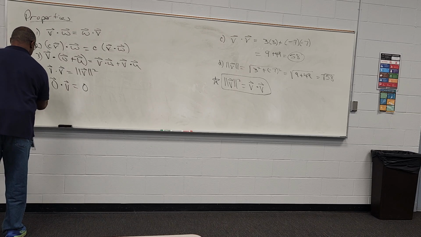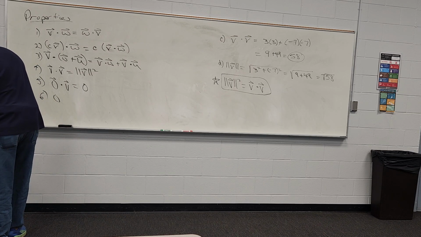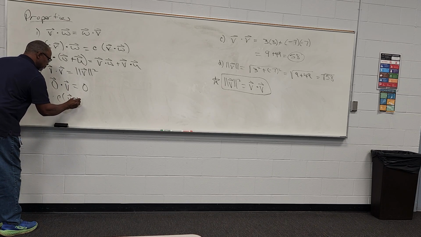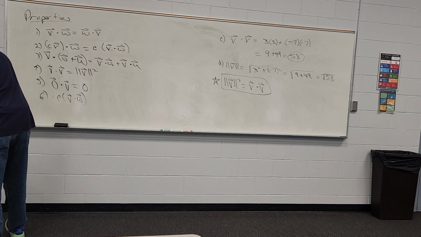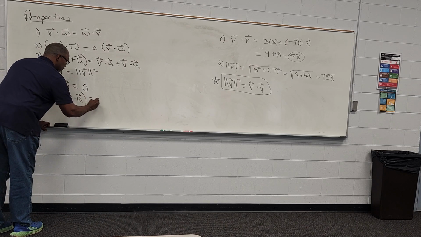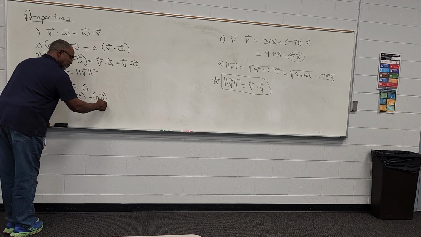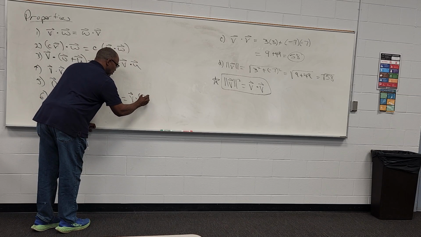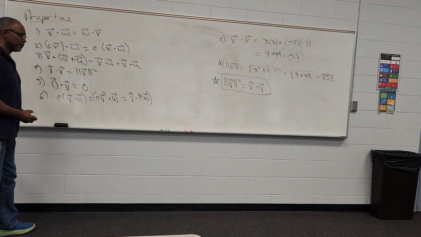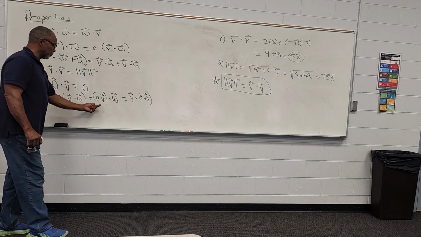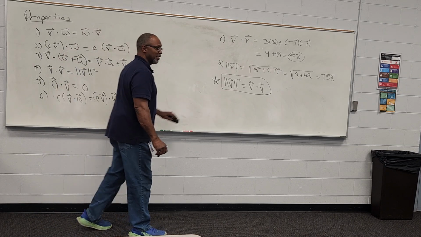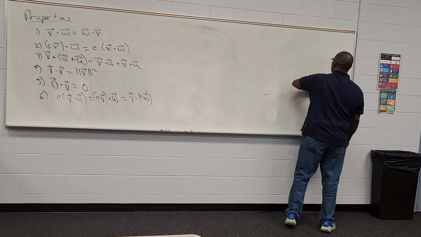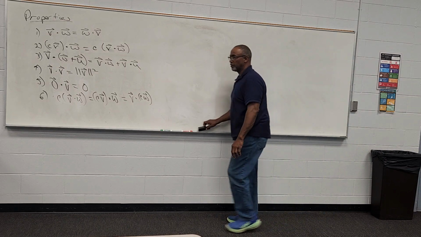And finally, number 6: c times v dot w. They say c times (v dot w) is equal to (cv) dot w. So I can multiply the scalar times v and then dot it with w. That's the same thing as taking v dot cw. All three of those are equivalent. I can put that c in front of the whole dot product, or put it just on the vector v, or put it just on the vector w. I'll get the same number every time. So those are some properties of the dot product.